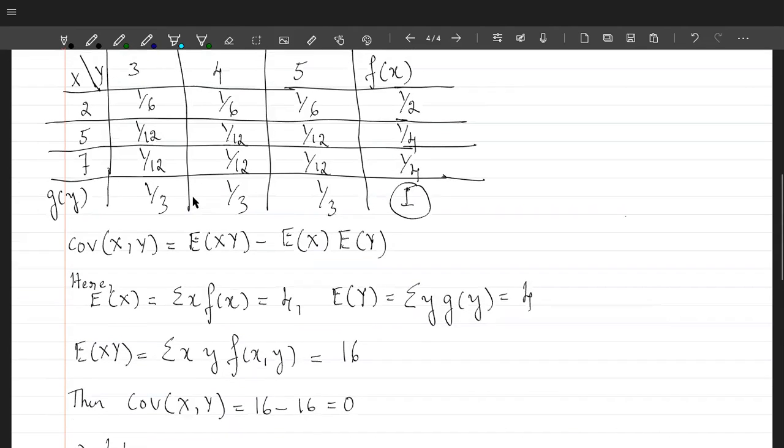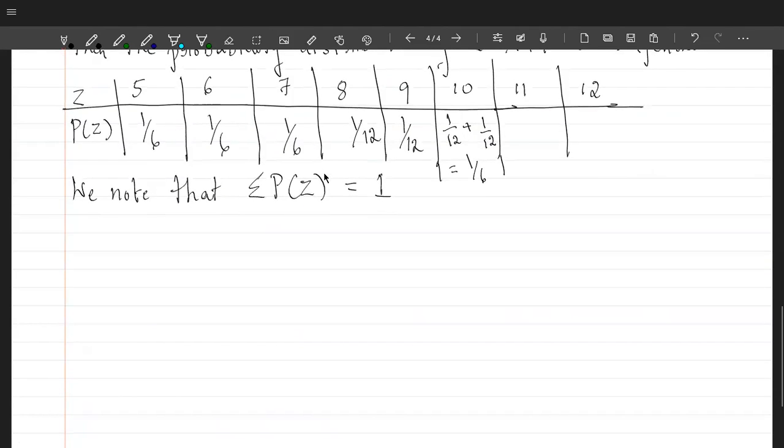Now let's see the value for 11 and for 12. 7 plus 4, it is 1 by 12. 7 plus 5, for 12 again it is 1 by 12. So the value here is 1 by 12 and 1 by 12. So let's see the summation here. 1 by 6 plus 1 by 6 will be 2 by 6, 3 by 6. So you get 3 by 6. 3 by 6 is 1 by 2. Plus you have 1 by 12.